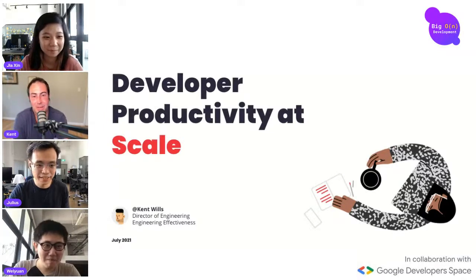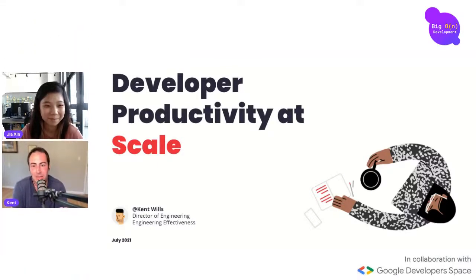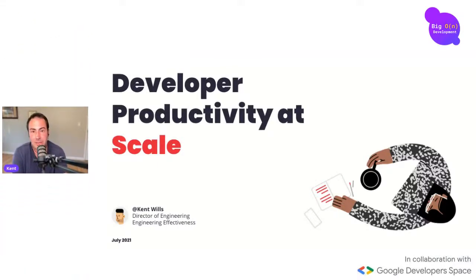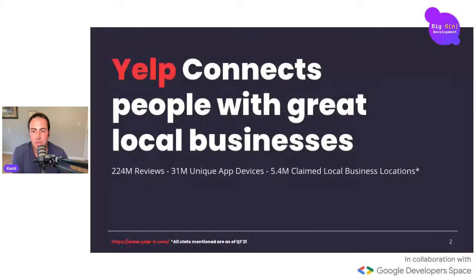Great. Yeah. So I'm super excited to talk about developer productivity because this is something that I think about every day with my organization at Yelp. Before we go into the developer productivity stuff, I just wanted to start with talking a little bit about Yelp. And so Yelp's main mission is to connect people with great local businesses. And we have over 200 million reviews and over 30 million unique app devices currently today at Yelp.